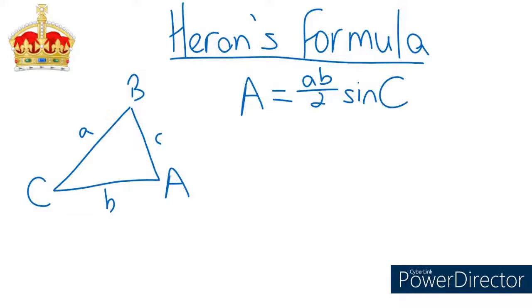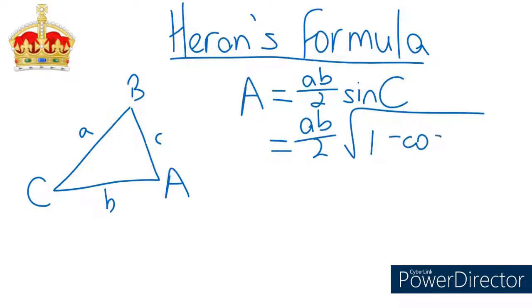This is prior knowledge you should know from geometry class, beforehand from Heron's formula. So here we have sine C times ab over 2. Now we need to convert sine C. We're just going to rearrange this formula in such a way that we get Heron's formula. So sine C can be replaced with the square root of 1 minus cosine squared C.